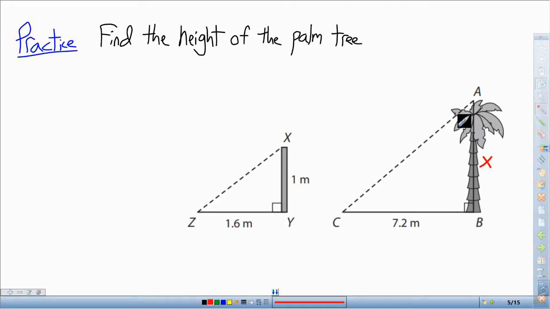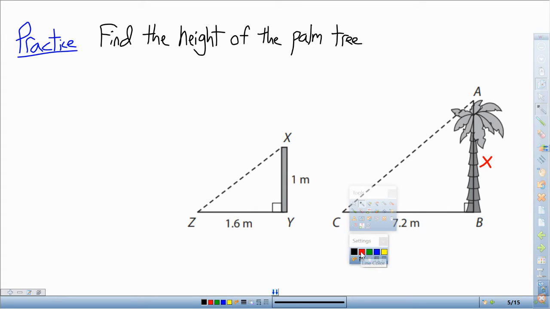These are creating similar triangles, so you can make a proportion. The decimals, don't let them freak you out. Just use a calculator, and it's going to be the same as you always would do this. Go ahead and draw these and set up your proportion and see if you can figure out the height of the palm tree. Give it a try.